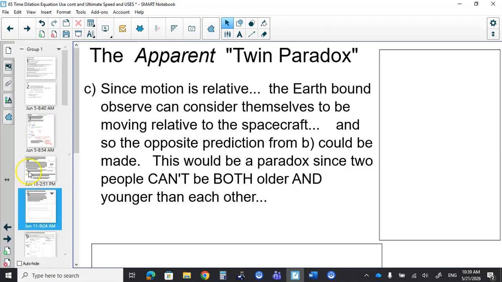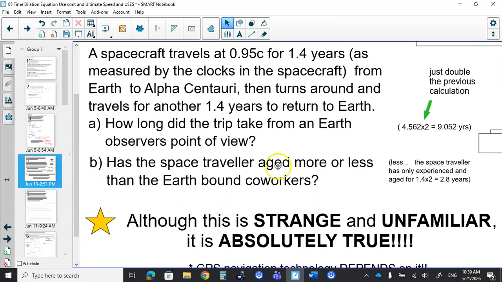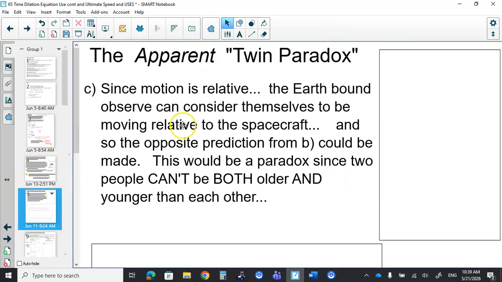Anyways, this apparent twin paradox. Okay, so this is all good, right? The twin paradox comes in where we talk about how, since motion is relative, the Earthbound observer could consider themselves to be moving relative to the spacecraft. Like, instead, the spacecraft stayed still, and somehow the Earth blasted off and went away and came back, and so on, right? And so this would be, of course, a paradox, since they can't both be older and younger than each other. One has to actually be younger than the other, right?